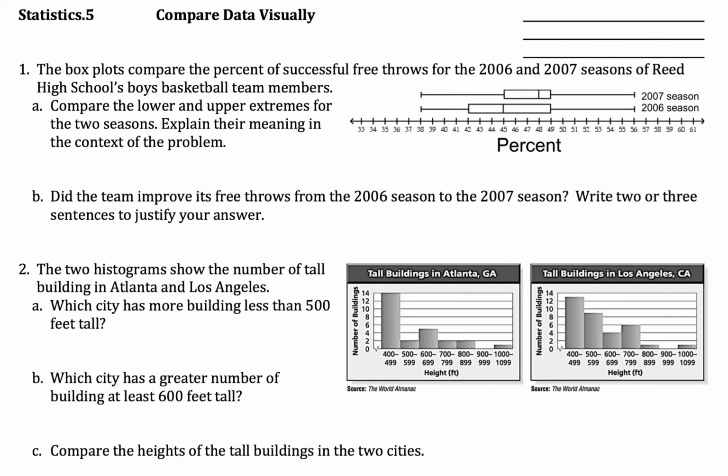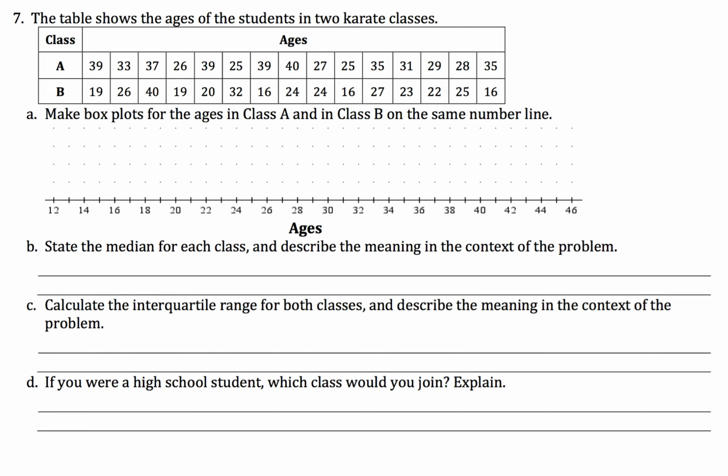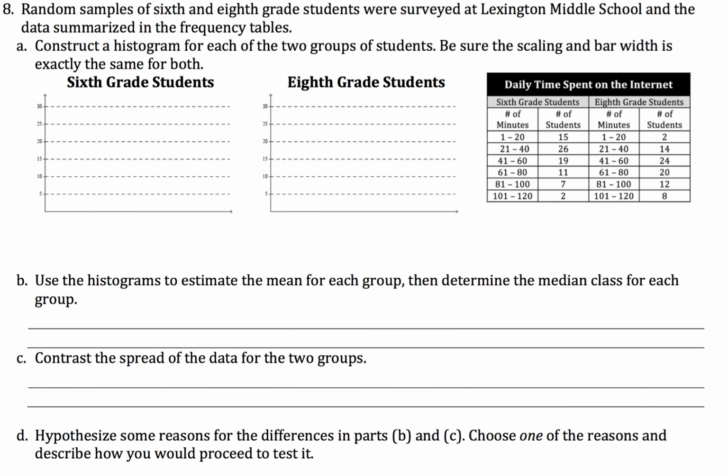All right, for your assignment, on number 1, you're comparing box plots. Number 2, you get to compare a couple of histograms. Number 3, 4, and 5 are some geometry problems dealing with an irrigation pivot. Number 6 is a scale problem. Number 7, you're going to make a couple of box plots and make comparisons between them. Number 8, make a couple of histograms and compare them.